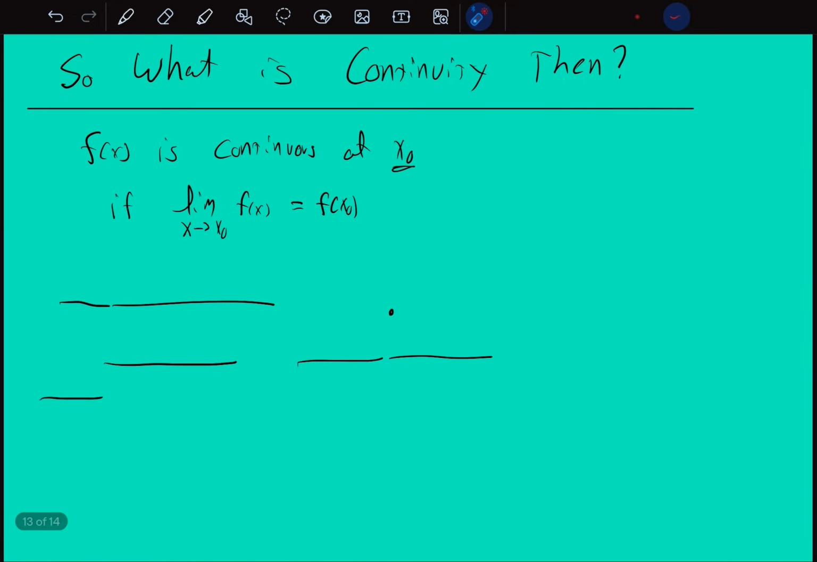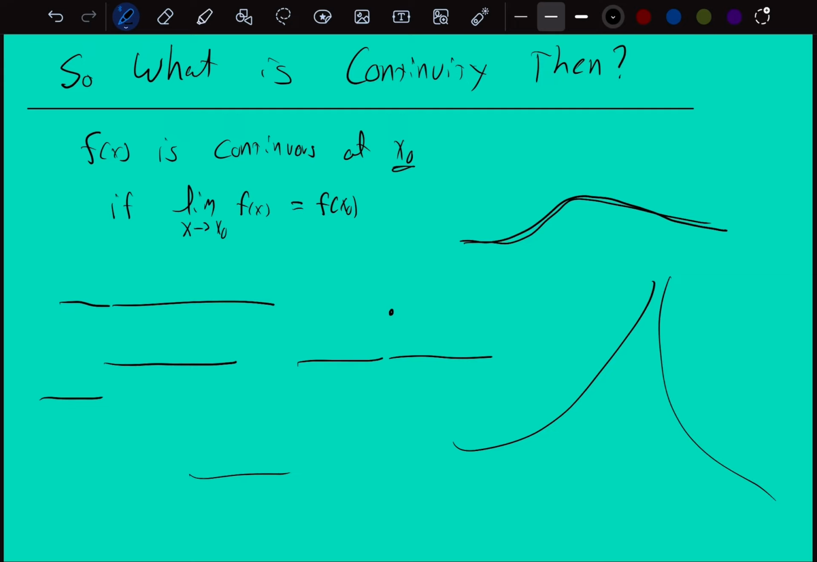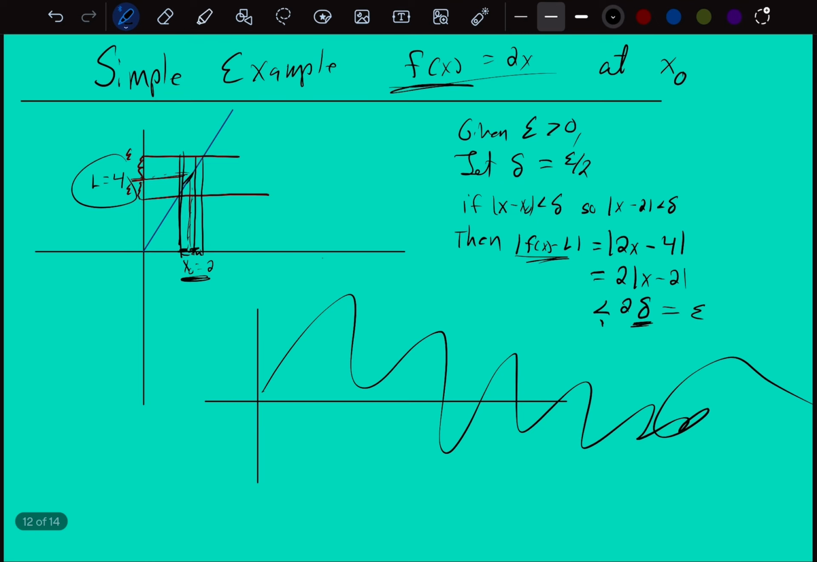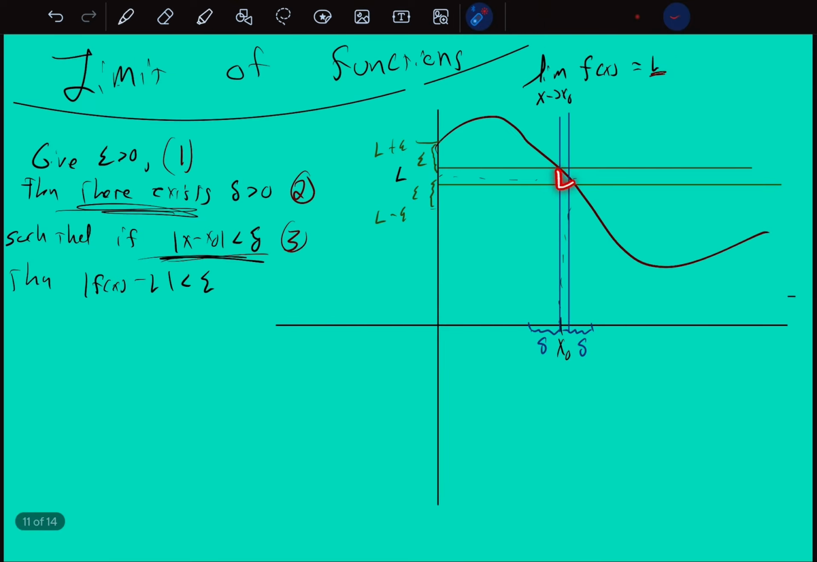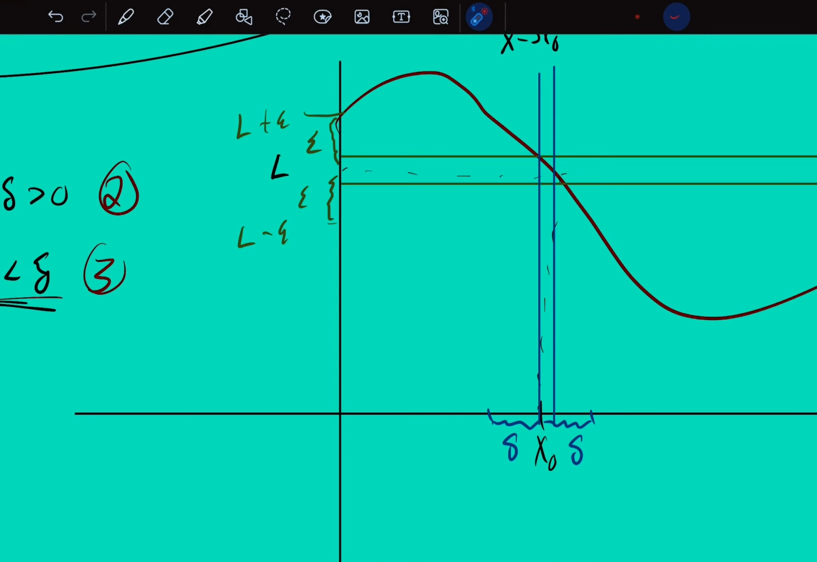So basically, what is continuity? Continuity is, are things smooth, continuous, and are there any gaps, holes, weird jumps? A function is continuous if we can create a box. Actually, let's look at this one. If we can create a box such that if we're within this box, the function is always within that box, okay?